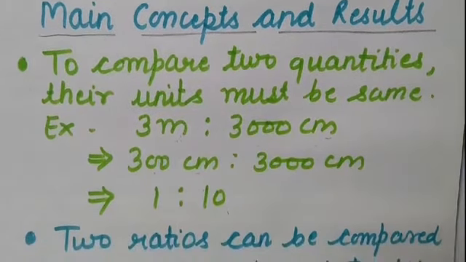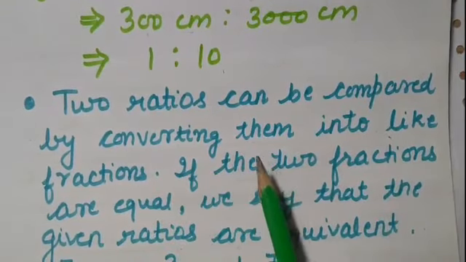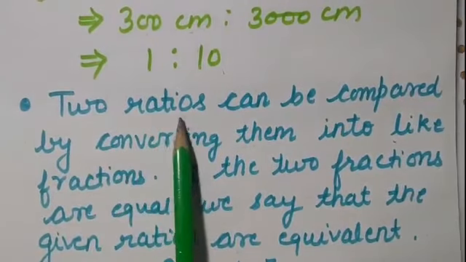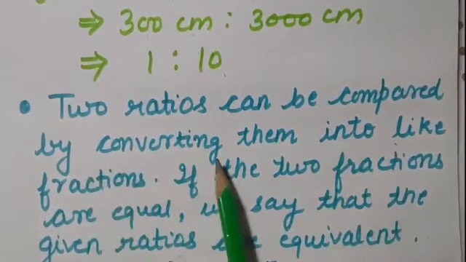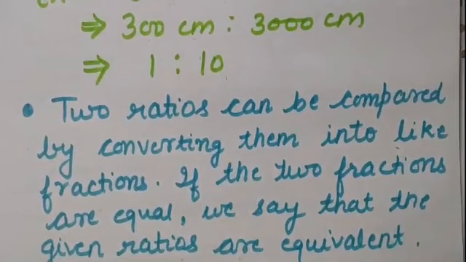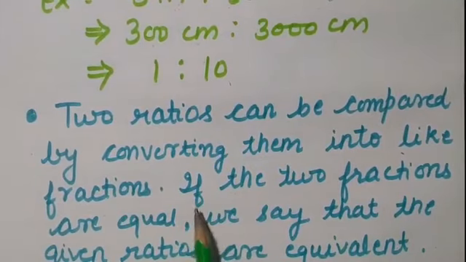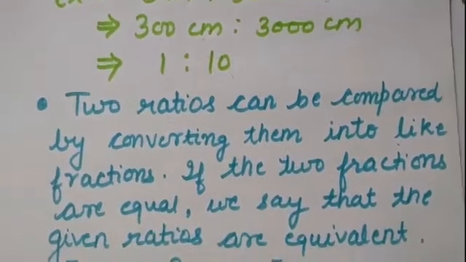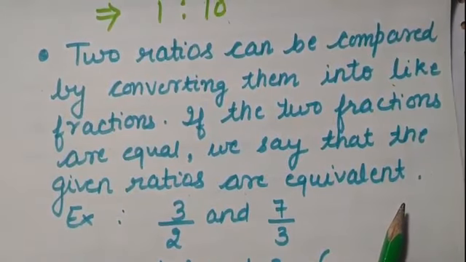Now come to the second point. The second point we have is that two ratios can be compared by converting them into like fractions. If you have to compare two ratios, then you can compare them by converting them into like fractions. Like fractions means fractions having the same denominator. For comparing two ratios, you first convert the ratios into like fractions. Then if the two fractions are equal, we can say the given ratios are equivalent.